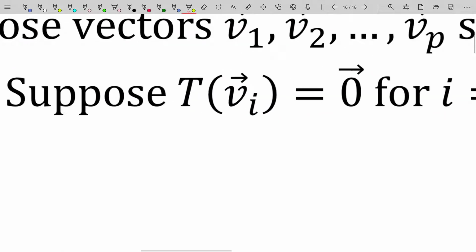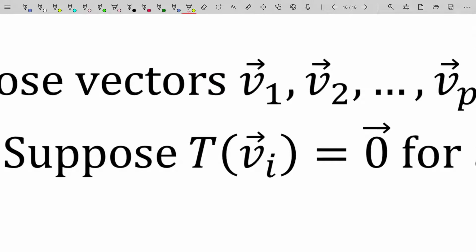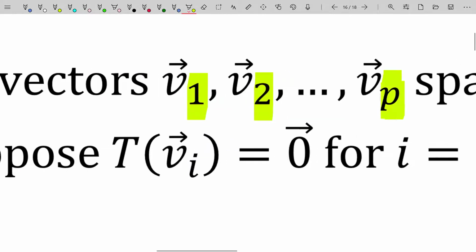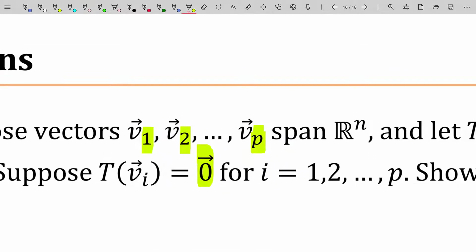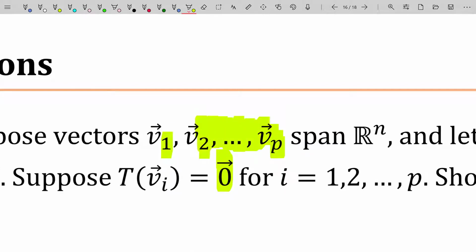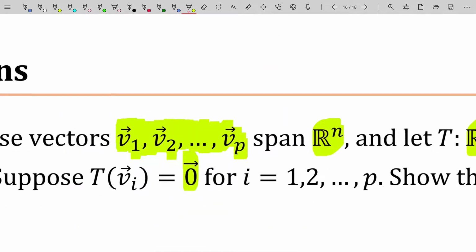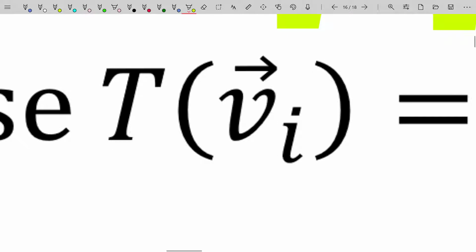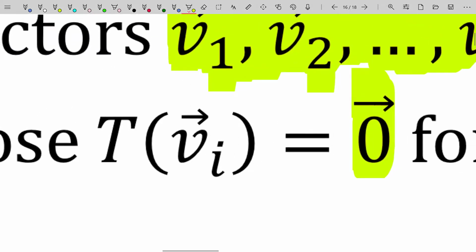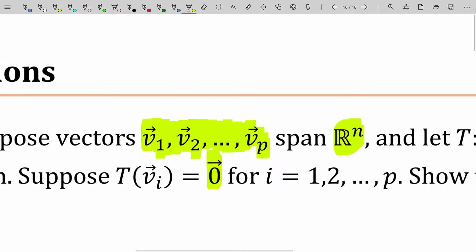We're also going to suppose that the transformation acting on v sub i for these vectors, so the transformation acting on each of those vectors, turns each of them into the zero vector for i equals 1 through p. So these vectors right here are not the zero vector originally because they span an entire space, which means that they create Rn. So they can't just all be zero. If they were, there would be no way that you could generate Rn. However, when you plug those vectors into the transformation, each of them turns into the zero vector, which is kind of weird. Basically, the transformation turns them off.